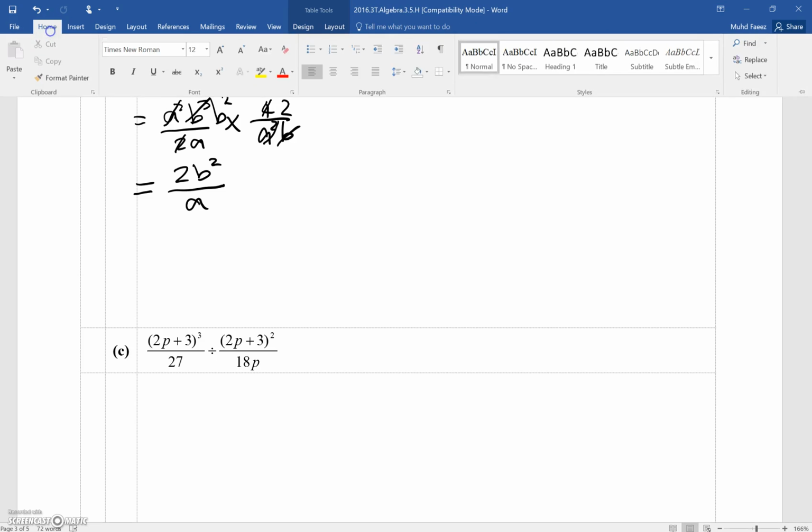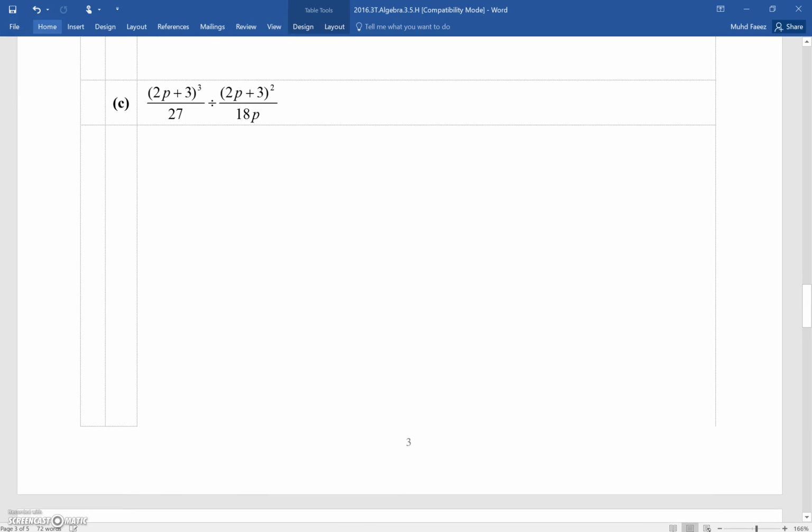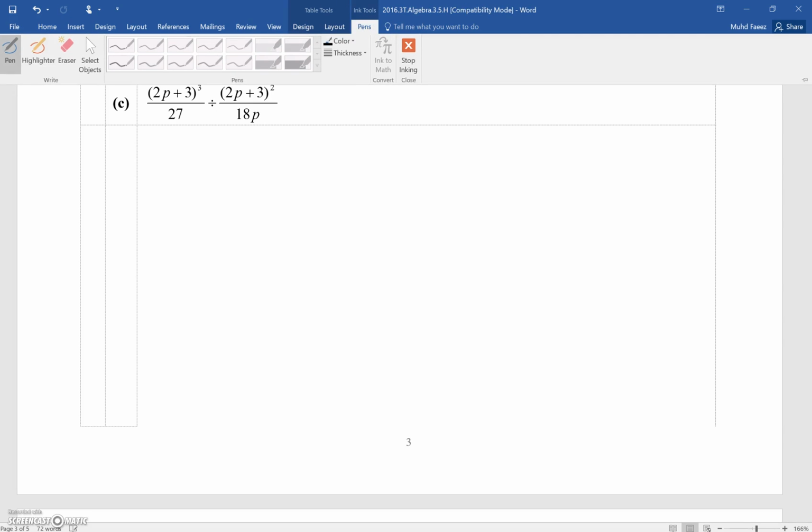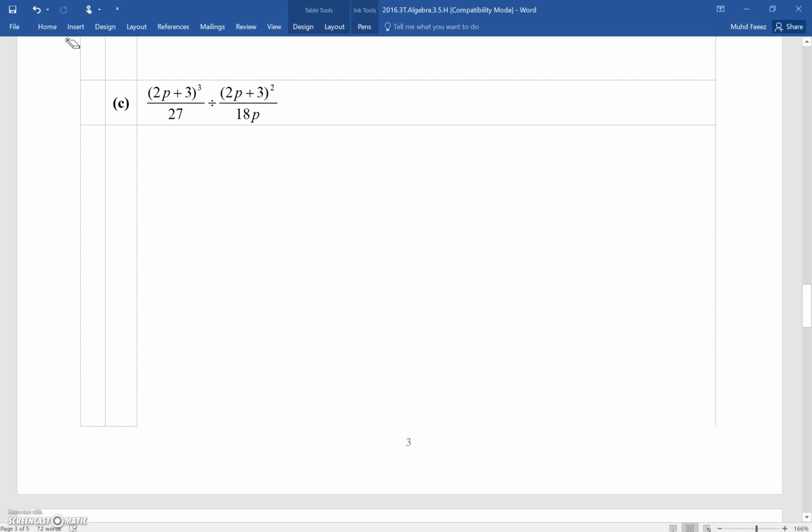Okay, with that, we now move on to C. In question C, you will realize that there is a bracket. Okay, not to worry, we will treat it as a whole term. Okay, so cube means there are 3 of these brackets. Again, we change the divide to times, inverting the second fraction as we go along. Okay, after that, we cancel the 3 of these brackets, and there are 2 of these brackets. Okay, after you've cancelled, you will have 1 bracket left.